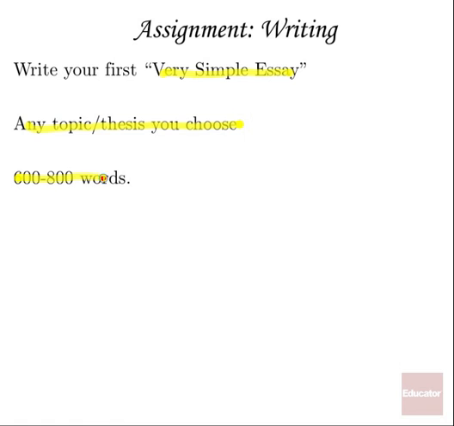Your very simple essay needs to be 600 to 800 words. I think I'd like to see it a little bit closer to 800 if you really, really want to do a good job. But think about quality, not quantity at the same time, but go for 600 to 800 words. That's your range. Less than 600 words, that's more like 2 paragraphs as opposed to maybe a real 5-paragraph essay. Very simple does not mean very short.